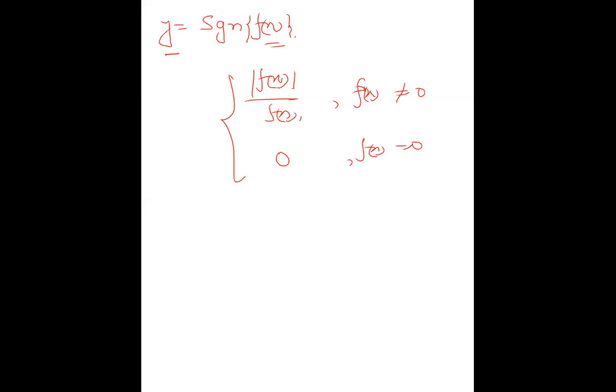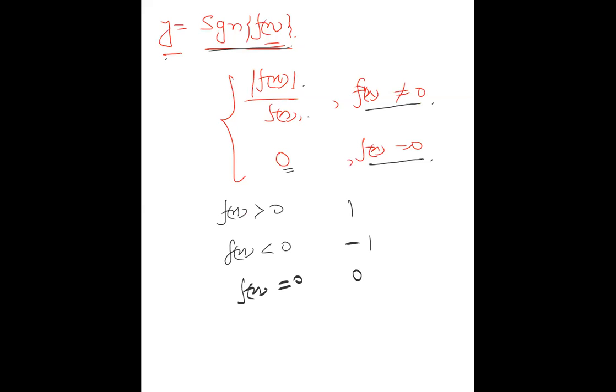y is equal to signum f(x). This is called the signum function. It is represented as mod f(x) by f(x) when f(x) is not equal to 0, and 0 when f(x) is equal to 0. We can divide this into 3 parts. When f(x) is greater than 0, this value will be 1. If f(x) is less than 0, then the value will be minus 1. And f(x) equal to 0, you are getting 0. So we can divide this function into 3 parts, right?